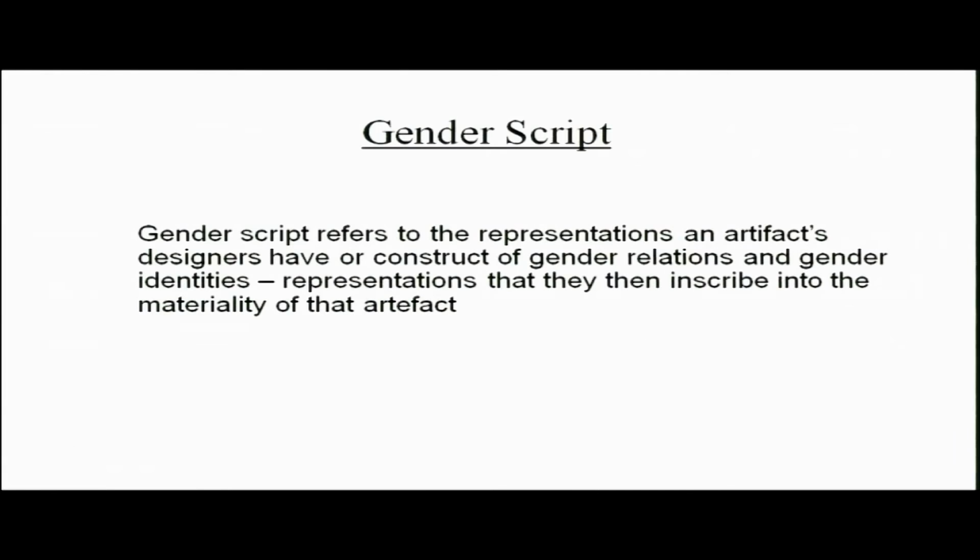So this constant understanding of ascribing or describing a product is referred to as the gender script of a product in scholarship. So gender script refers to the representations and artifacts designers have constructed of gender relations and gender identities, representations that they then inscribe into the materiality of that artifact. So again, in other words, it's a gender code, a gender script that is attached to any particular gadget.